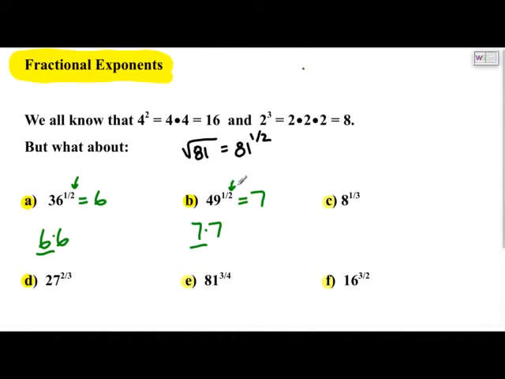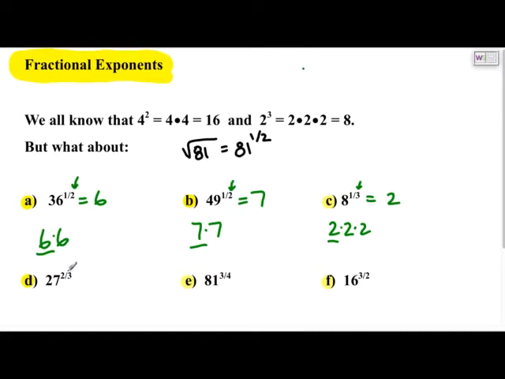So that deals with the 1/2 power, but what about things like the 1/3 power? So here what you want to do is you want to focus once again on the 3. So what number times itself 3 times is 8? So 8 is the same thing as 2 times 2 times 2. And we just want one of those three. So one of those three is 2. So that's the answer.